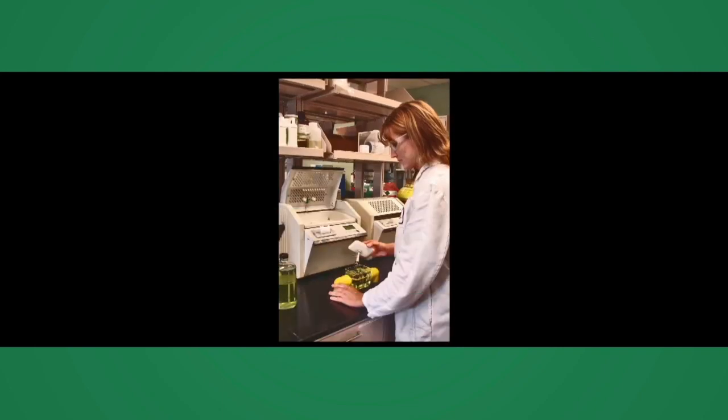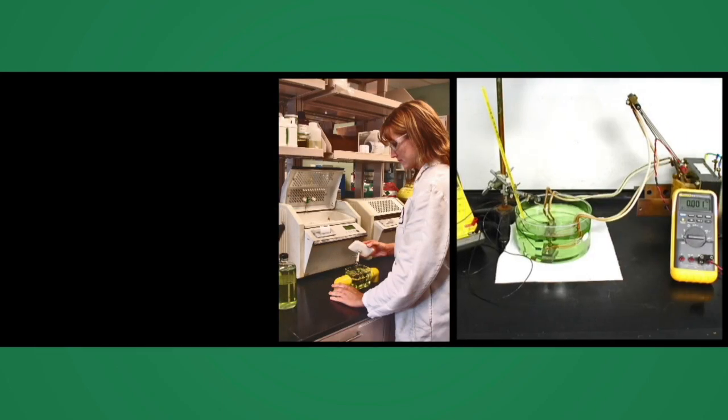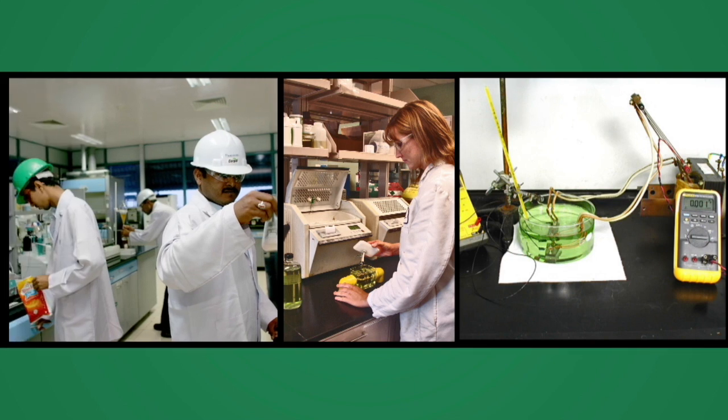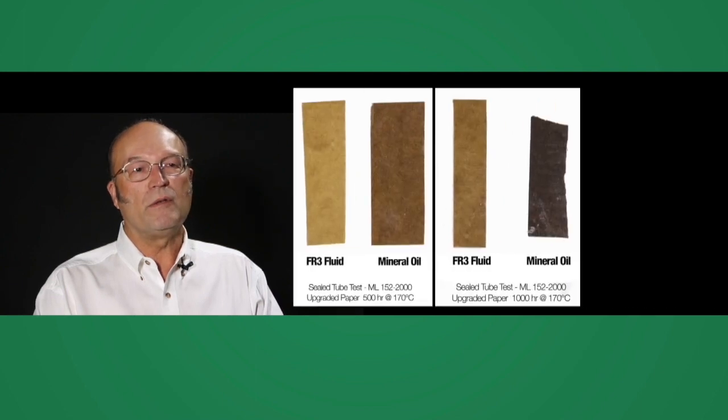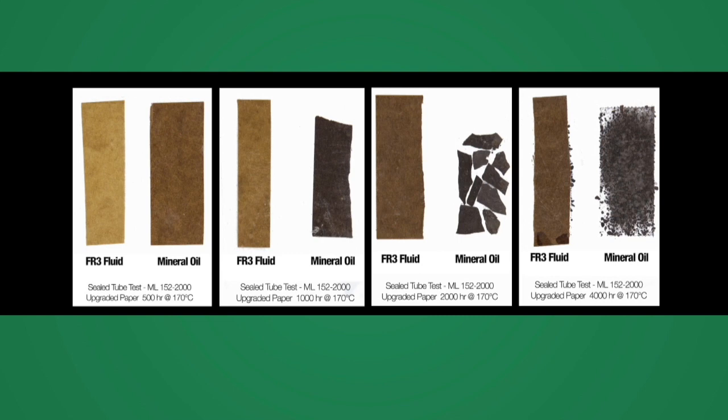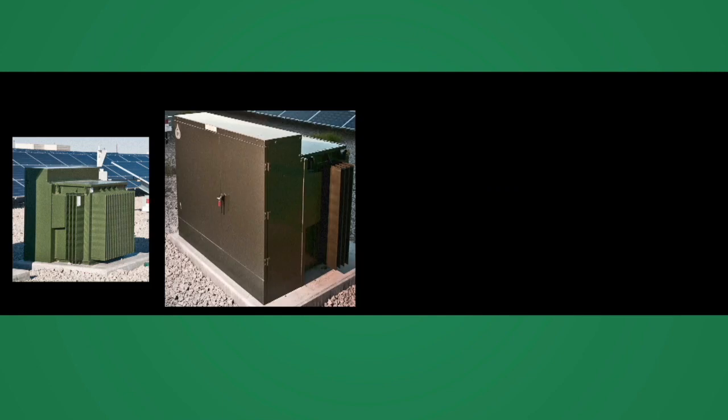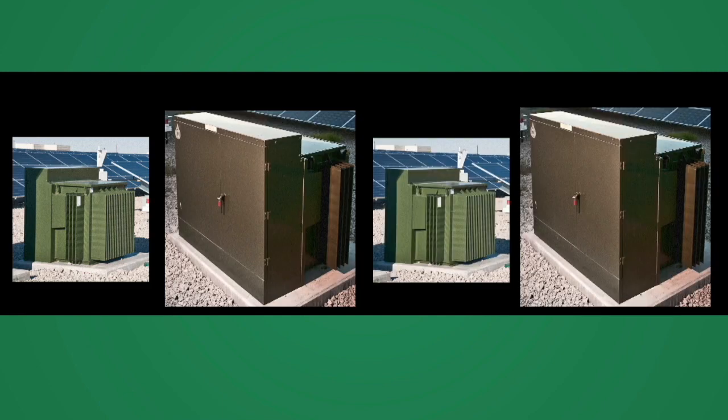The big wow factor, as I call it, was when we did sealed tube tests and we were able to compare the way the paper looked after the testing compared to the way it looked in mineral oil. And the paper is just a stark comparison between how good it looks in FR3 fluid and how it looked in mineral oil. And the sealed tubes are a replicate of what happens in an actual sealed power transformer or distribution transformer. So we knew that we were really on to something when we saw the way that paper looked.